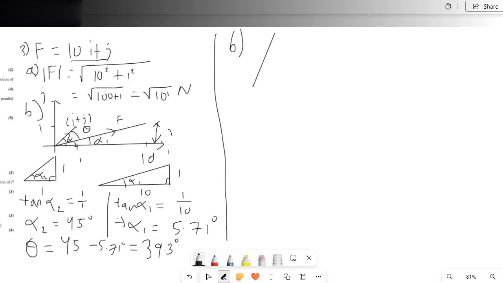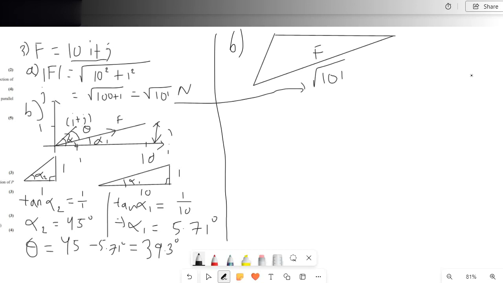If you consider the triangle itself, which is something like this, here we know that this is root over 101, as this is F, and we can find out the modulus of the I plus J vector, which is 1 squared plus 1 squared, which is root over 2, the modulus of I plus J. So this should be root 2, and because we know that this point is 1, this whole length is 10 minus 1, which is 9.